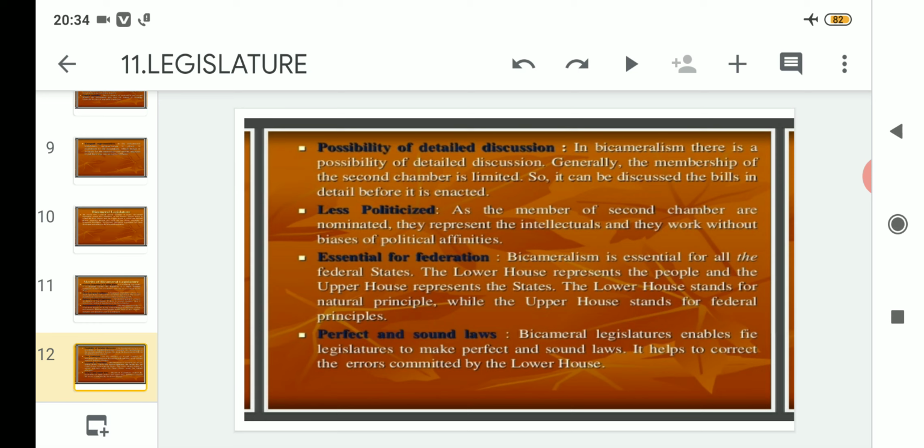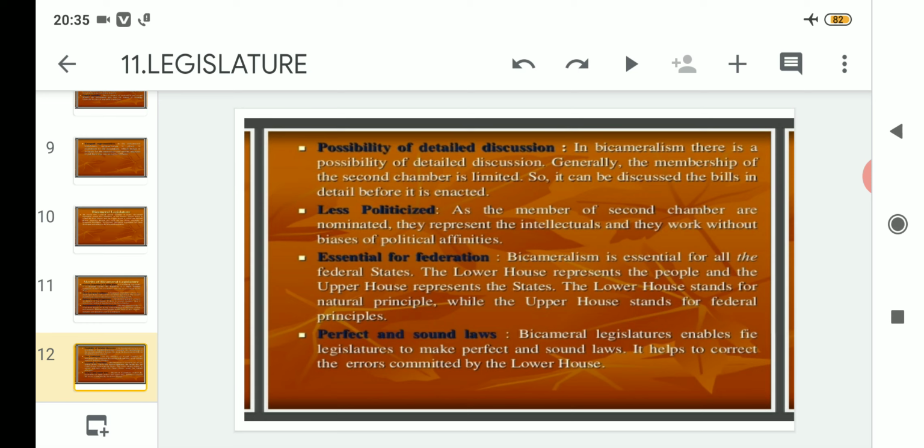They are there to focus on the problems of the constituencies from which they are elected, while the upper house stands for federal principles. As the members of the upper house are elected through indirect elections, that upper house stands for federal principles. Remember this. This is the major difference between the lower house and upper house: the lower house stands for the national principle and the upper house stands for the federal principle.